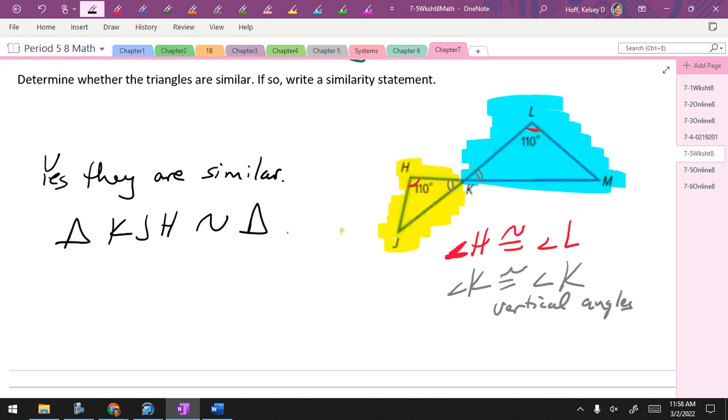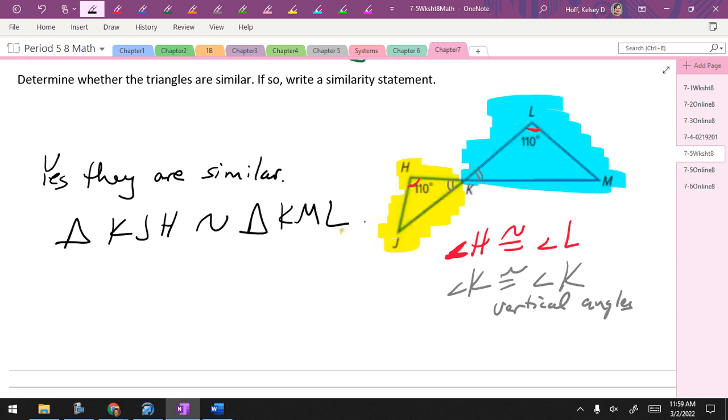Triangle KJH is similar to triangle KML. K matches K, J matches M, H matches L. So this is, for me, just so you can see your work, so you can look back at it later. What I'm really looking for is this piece here.